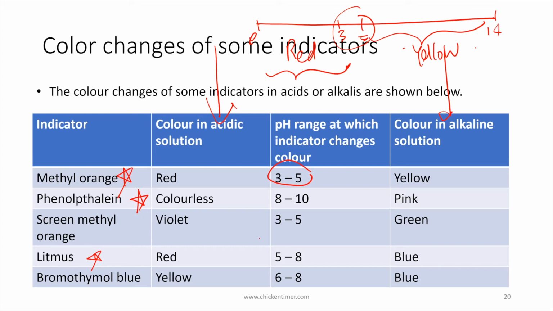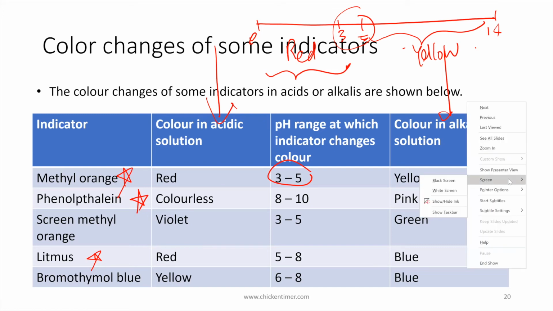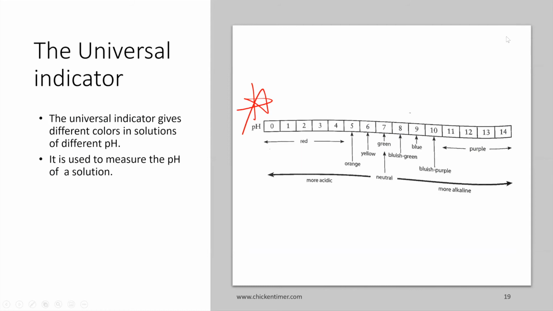So it will be purple in screened methyl orange, and it's red in litmus, and it's going to be yellow in bromothymol blue. I thought litmus paper only has red and blue. Litmus is only red and blue, yeah. Then I thought indicators have red, green, blue, indigo, violet. That is universal indicator, which is this one. This is the universal indicator.